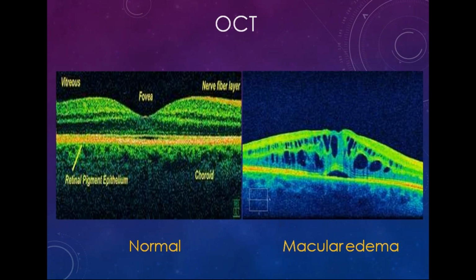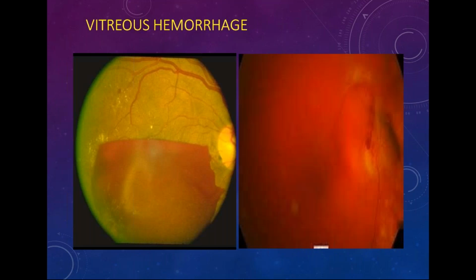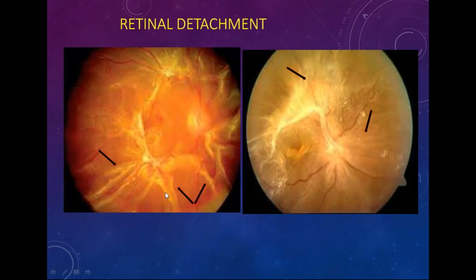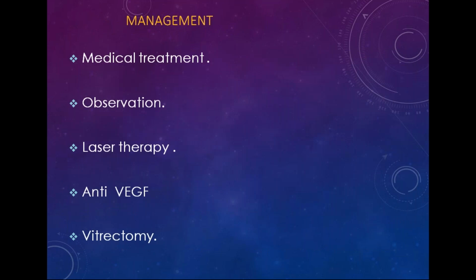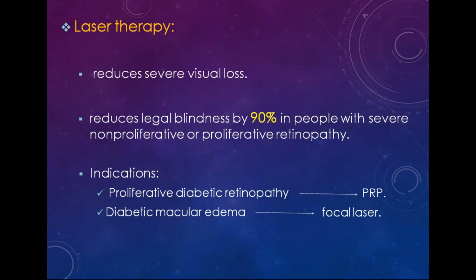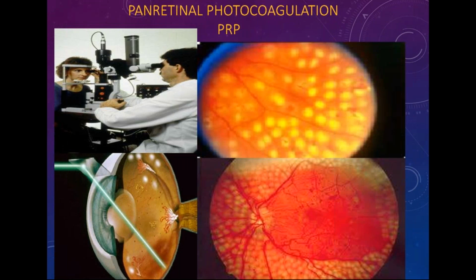This is a picture showing diabetic macular edema. This one shows boat-shaped or subhyaloid hemorrhage. This is a preretinal hemorrhage. This is a picture showing tractional retinal detachment. For tractional retinal detachment, you have to do vitrectomy.